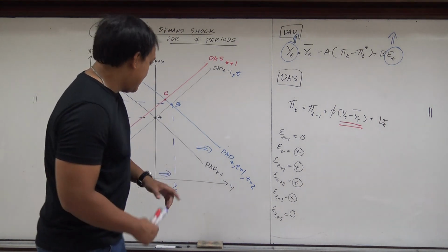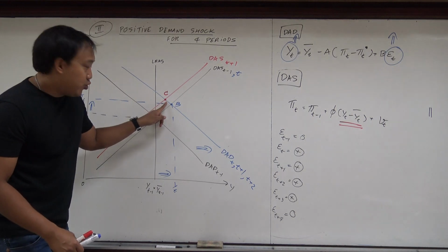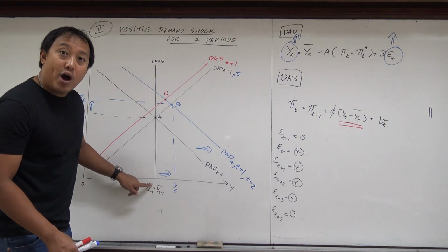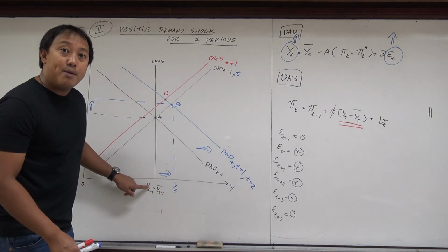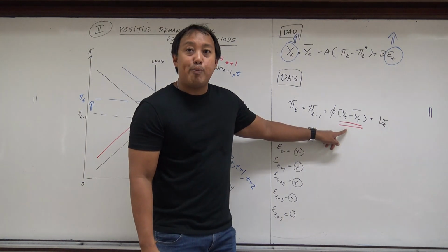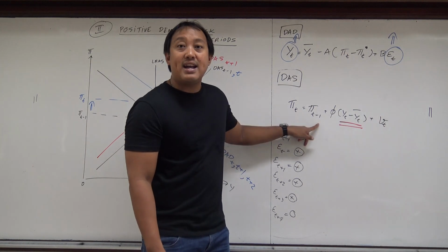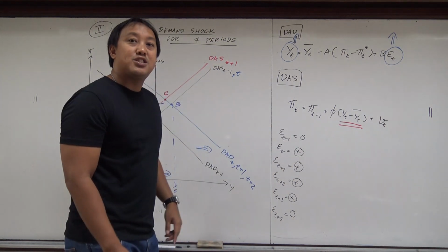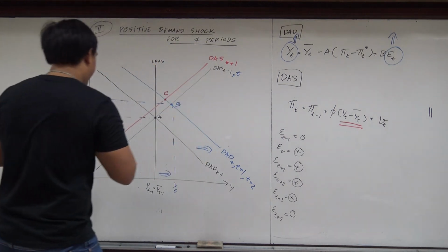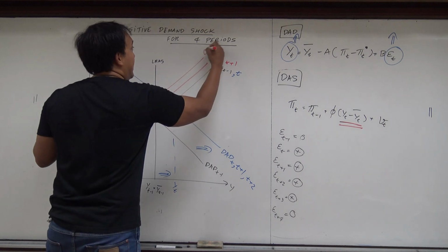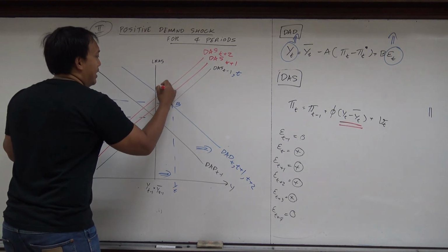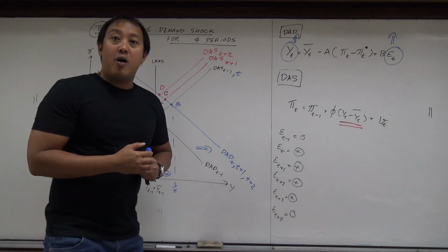And then how about DAS? At point C, if you draw the line down, Y is still higher than Y bar. Y still on the right side of Y bar. So it means that this bracket is still positive. If this bracket is still positive, it means that inflation today is still higher than inflation yesterday. So at time T plus 3, inflation is still higher. It means that DAS still shifts up. Like this is DAS time T plus 2. Okay, point D.